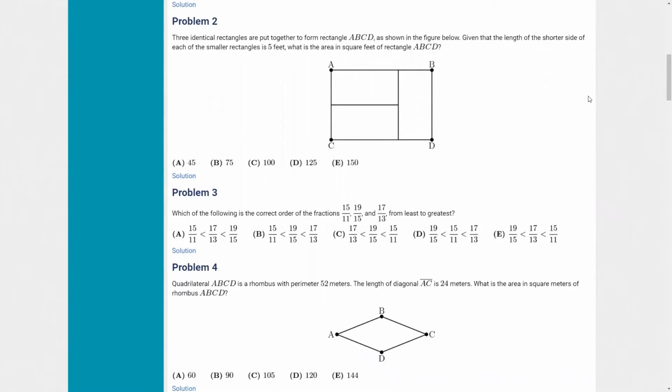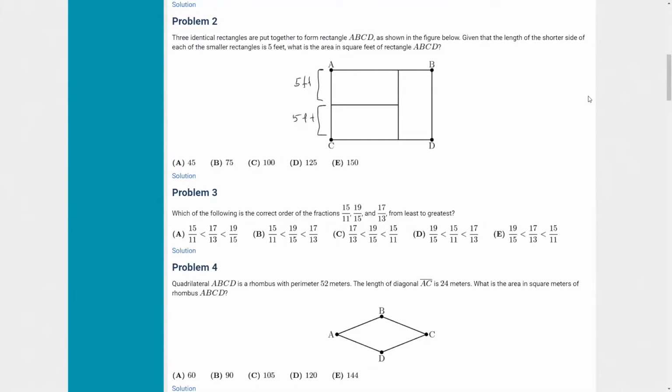Let's go to problem number 2. 3 identical rectangles are put together to form rectangle ABCD, as shown in the figure below. Given that the length of the shorter side of each of the smaller rectangles is 5 feet, what is the area in square feet of rectangle ABCD?